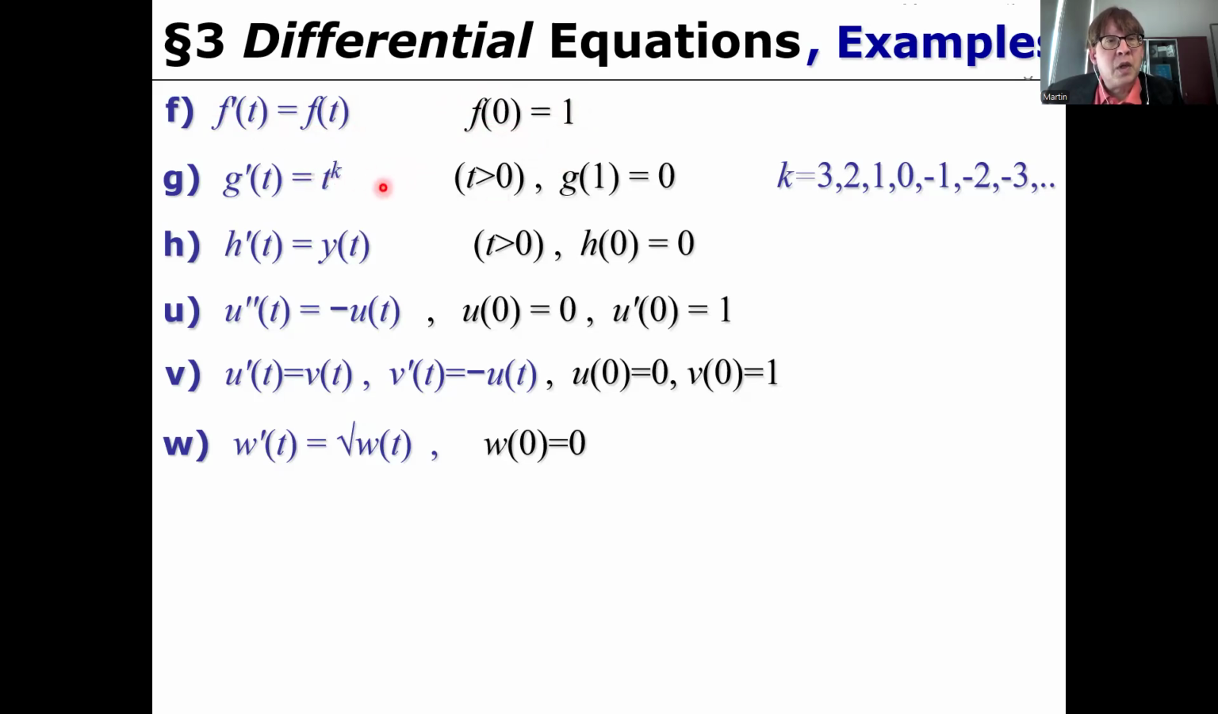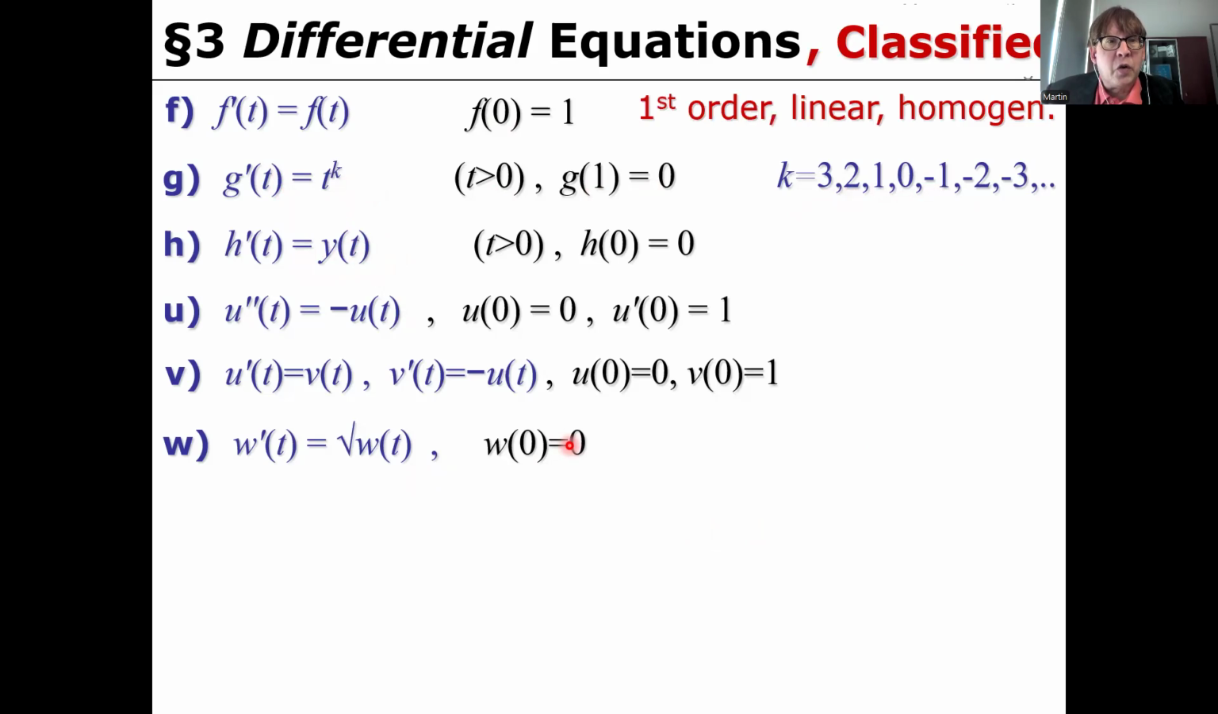And same here, differential equation with additional condition. Differential equation with additional condition. And we saw that this differential equation is a special case of this differential equation. Namely, this one is simply the antiderivative. And this is a special case where y of t equals t to the k. And we consider this for different values of k, integers 3, 2, 1, 0, minus 1, and so on.